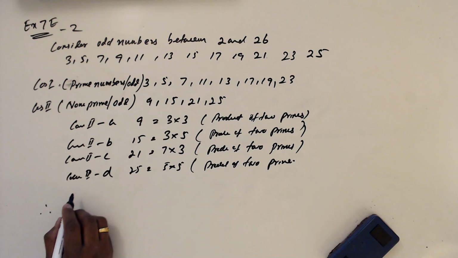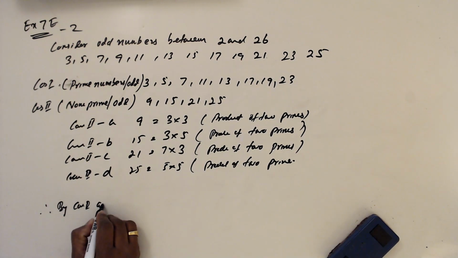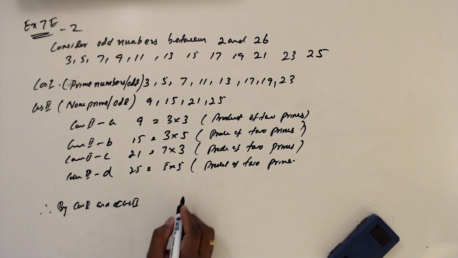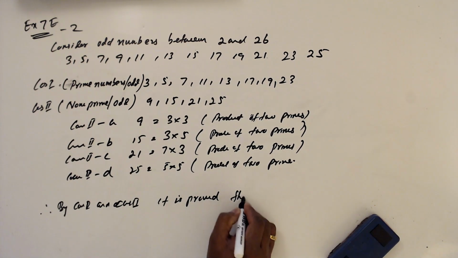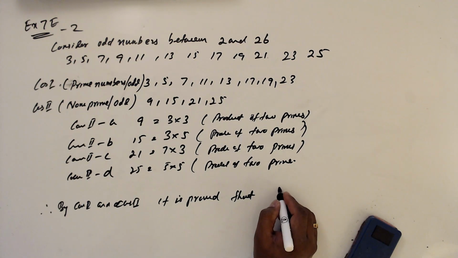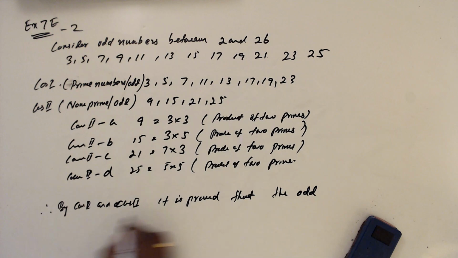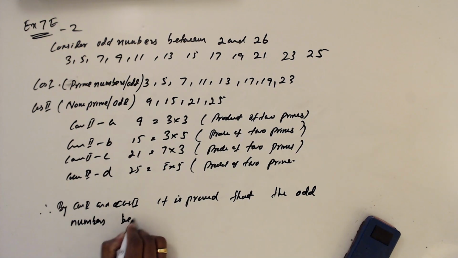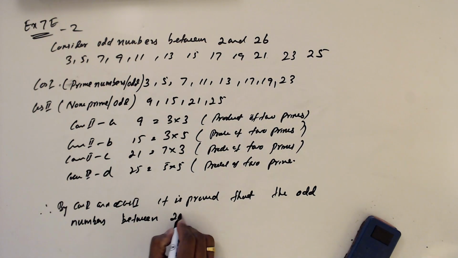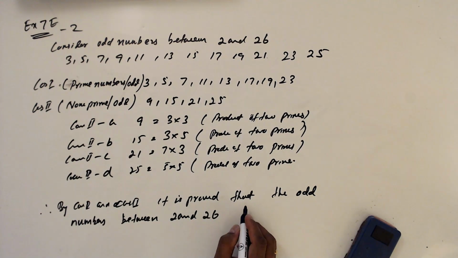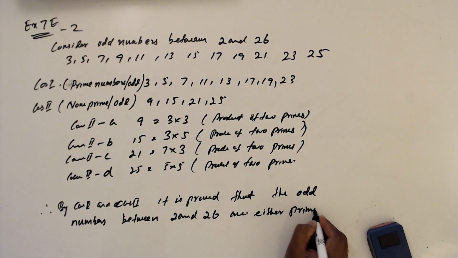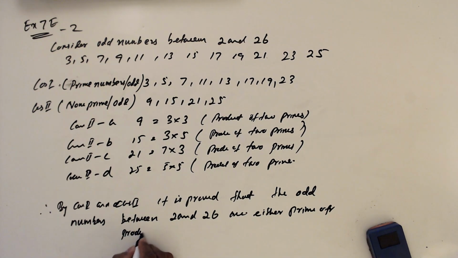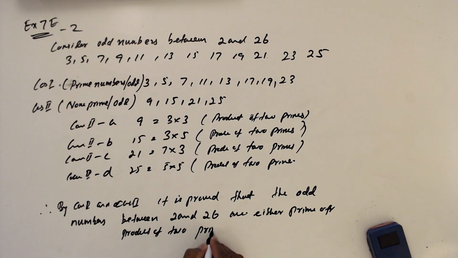Hence, by case 1 and case 2, it is proved that the odd numbers between 2 and 26 are either prime or a product of 2 primes.